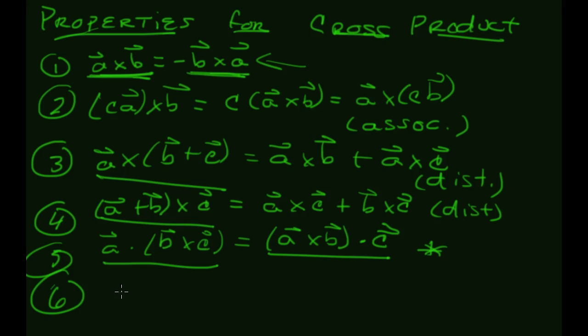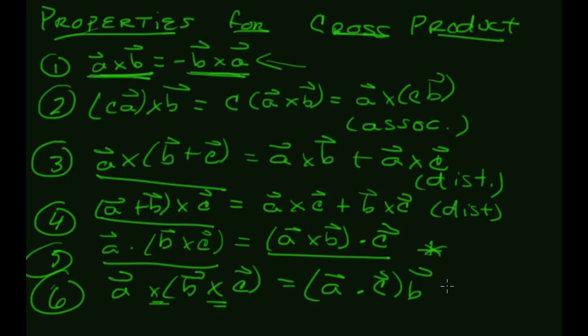And number 6, A cross B cross C. So two cross products here, right? What happens? Well, this wickedly turns into a dot product, A dot C times B, minus, of all things, another dot product, A dot B times C. So this also needs some sort of interrogation because that is definitely not trivial.